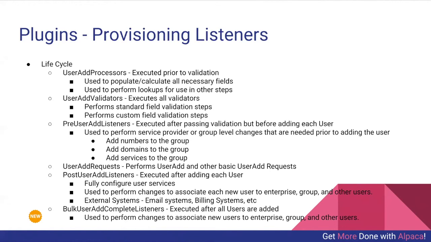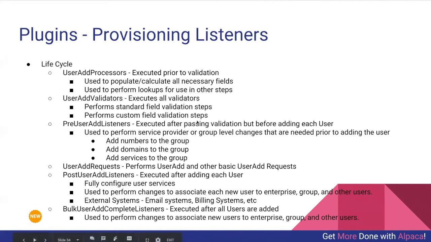Last but not least, we have the bulk user add complete listeners. All of these other ones have existed for a while. The bulk user add complete listener is sort of after all of the users are added. These are all inner loop items. This is an outer item. It happens afterwards, and it's used to perform changes to associate the new users with enterprise group or other users. It's sort of if I need to have all of the users added before I do these other things for a call pickup group or BLF or whatever.